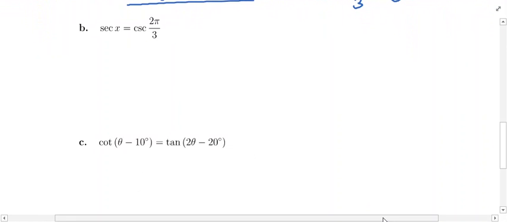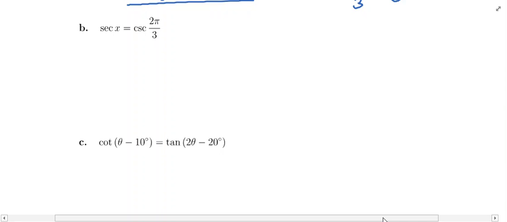This time in part B, we're solving for x. We want to know what value of x makes this true. The secant of x is equal to the cosecant of 2 pi over 3. You could start solving this equation by going to the unit circle, looking at 2 pi over 3, figuring out its cosecant, and then plugging in that number. That is definitely a viable path to solution.